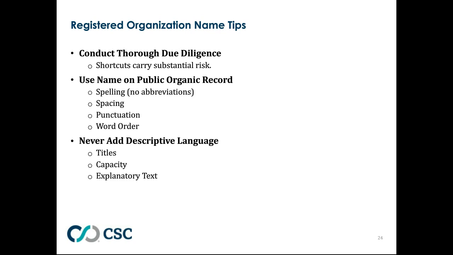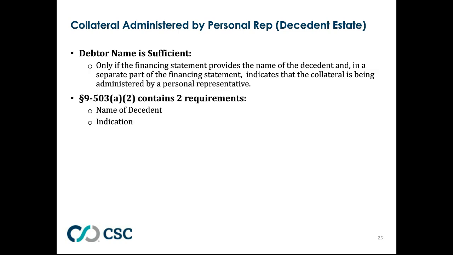And never, ever add anything to a debtor name. Never add any explanatory text, descriptive information, things like titles and capacity, because all of these things do nothing but add characters to the debtor name that are not part of the debtor name. They will be normalized, and as a result, a search on the correct debtor name typically won't find debtor names that have this added information.